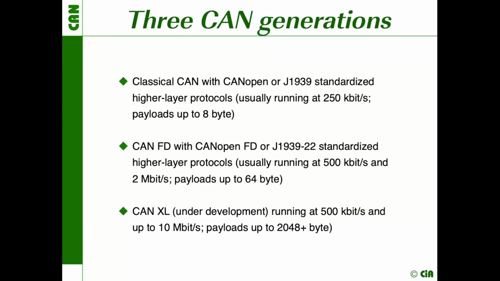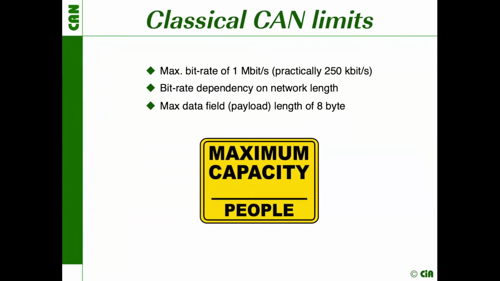It provides higher speeds. Even with the same arbitration speed of 250K, we can run at data speeds of 2 megabits or even more. And we have payload sizes up to 64 bytes. The next generation we are working on is called CAN XL. It's still under heavy development, I must emphasize on that. It is intended to run at 500 kilobits per second and with data rates up to 10 megabits per second, and the payloads could be up to 2 kilobytes.